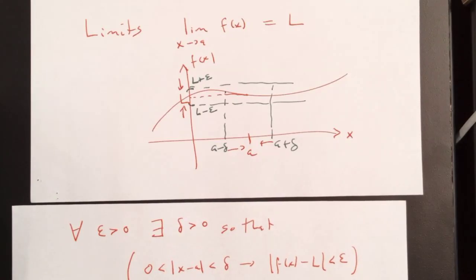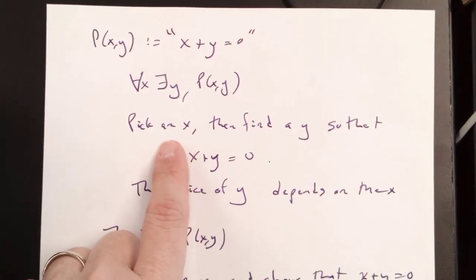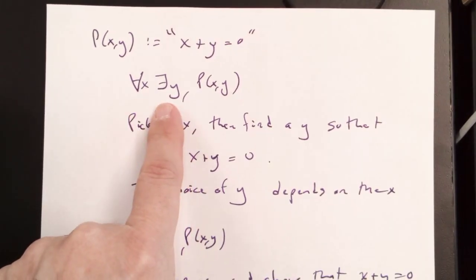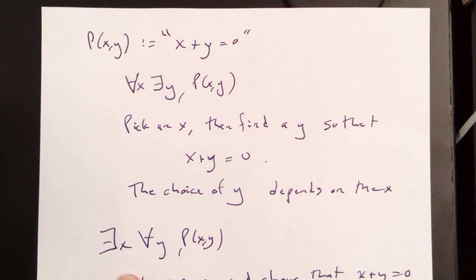Now, no matter what number you pick for the epsilon, I tell you a delta. You pick one for any x, for any epsilon, I give you the corresponding delta. So that's this version. For every, there exists, as opposed to the other way around.